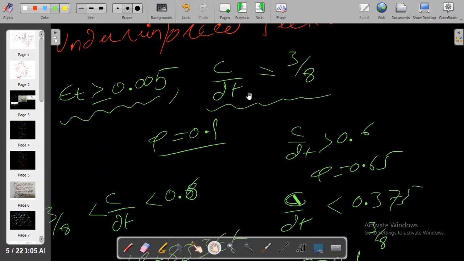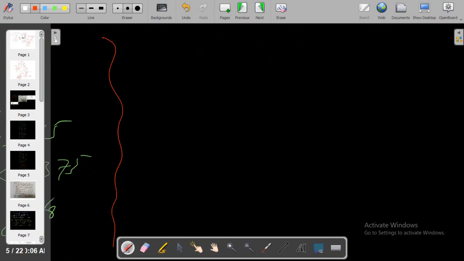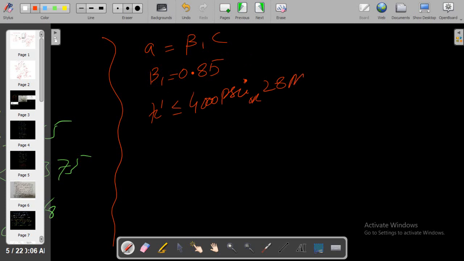We know this. So that's why I am writing this down: let's say epsilon t is greater than 0.005, or c by d equals 3/8. Now from this we know that the value of a is some fractional distance of c, beta 1 times c. We know this, right? And we also know that beta 1 equals 0.85 when the fc prime value is less than or equal to 4000 psi, or 28 MPa. The beta 1 value will be 0.85, right?